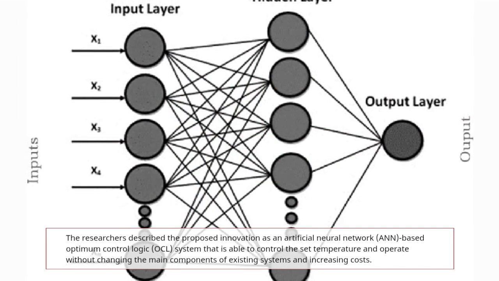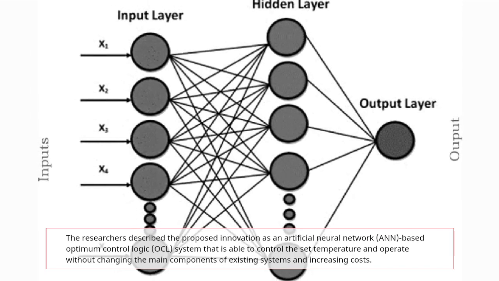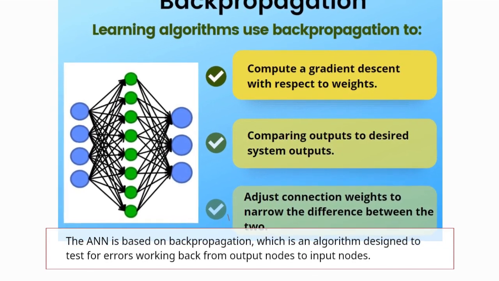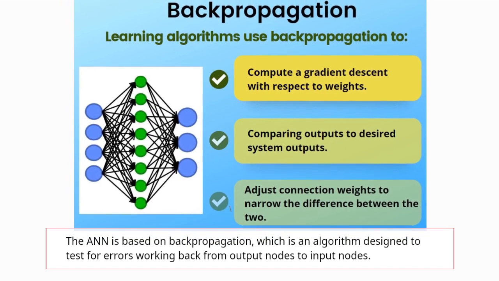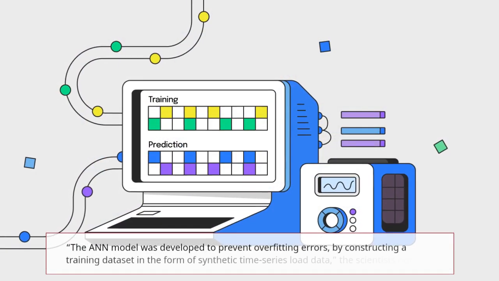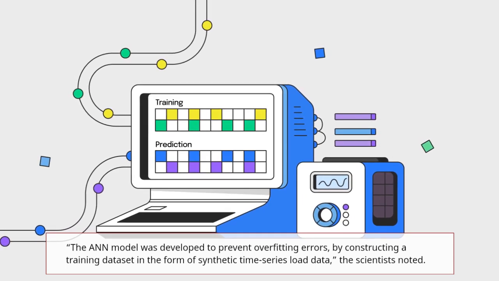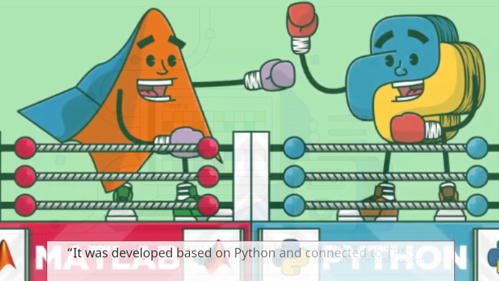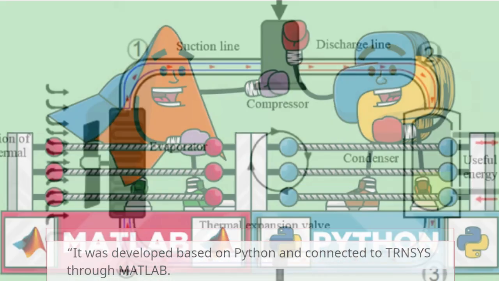that is able to control the set temperature and operate without changing the main components of existing systems and increasing costs. The ANN is based on backpropagation, which is an algorithm designed to test for errors working back from output nodes to input nodes. The ANN model was developed to prevent overfitting errors, by constructing a training dataset in the form of synthetic time series load data, the scientists noted. It was developed based on Python and connected to Transys through MATLAB.